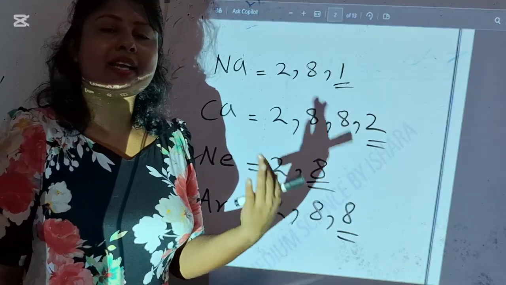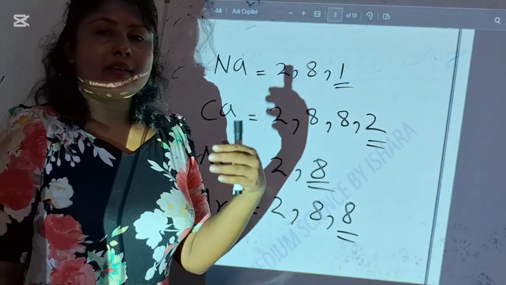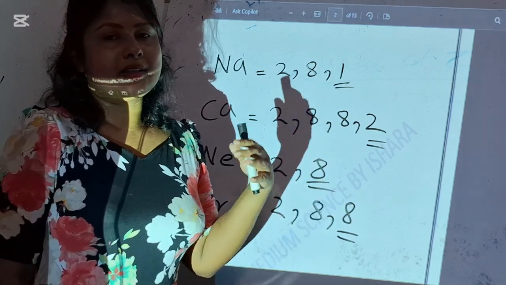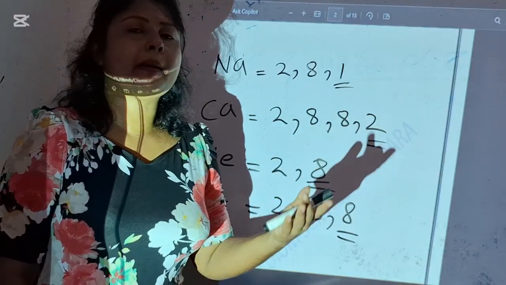The reason is that they don't have stable stages. They have fewer electrons than the maximum number of electrons.